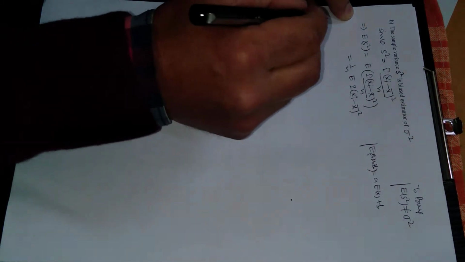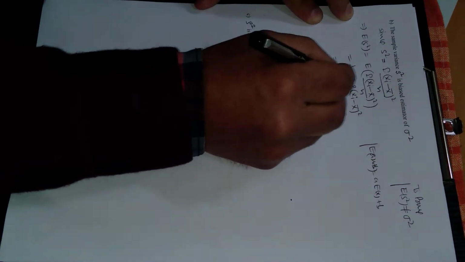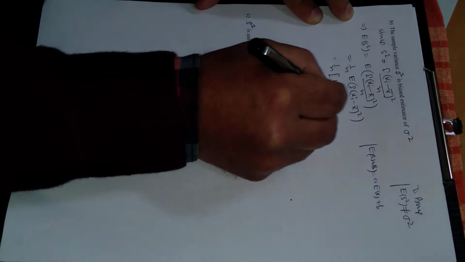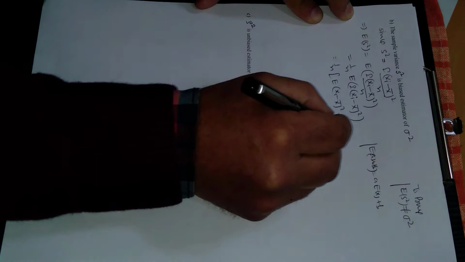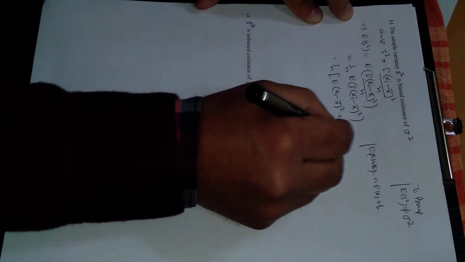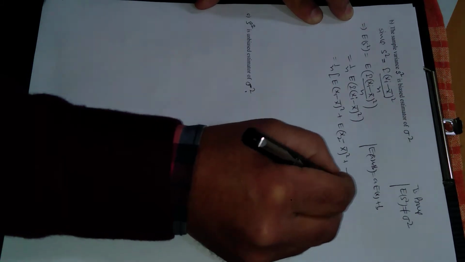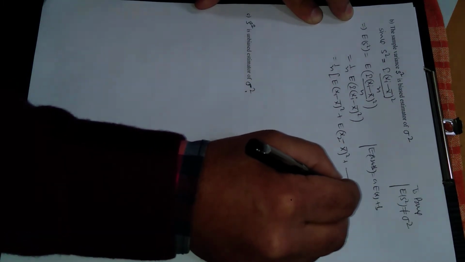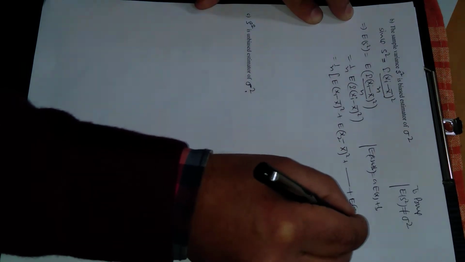Alright, now opening this, we have 1 upon n. Opening this summation, the first term will be E of x1 minus x bar whole square, the second term will be E of x2 minus x bar whole square, and similarly in this way, the highest value of i is n, so the last will be E of xn minus x bar whole square, bracket close.